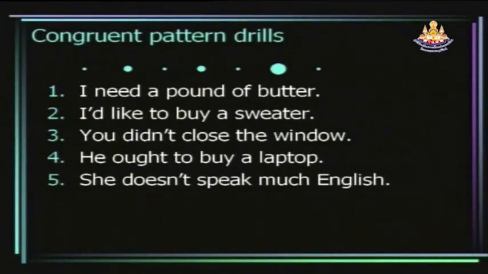We talked before about congruent pattern drills and using the body, using clapping or tapping on the table to practice rhythmic patterns. This one, for example, if I tap out the pattern, da da da da da da da, da da da da da da da. I need a pound of butter. I'd like to buy a sweater. You didn't close the window. He ought to buy a laptop. She doesn't speak much English. Again, you can practice those at home, but it's very, very important to practice the rhythmic pattern by either clapping your hands or tapping on the table, right? That really helps the students feel the rhythmic pattern.